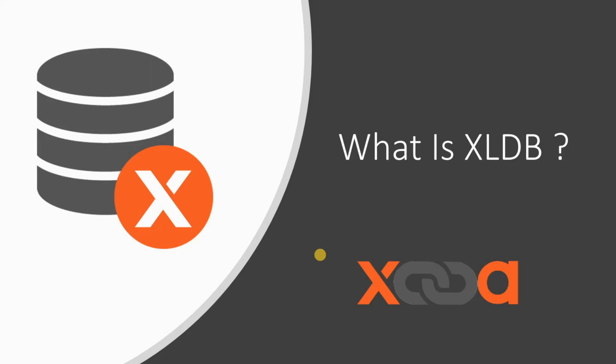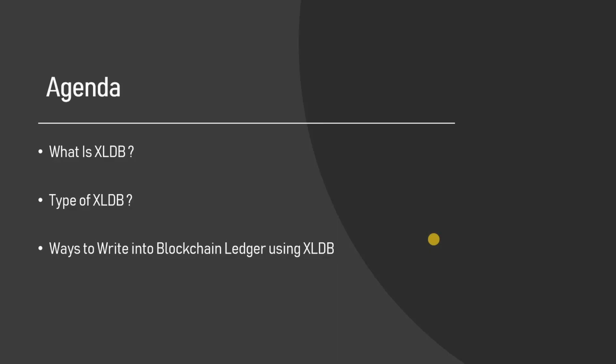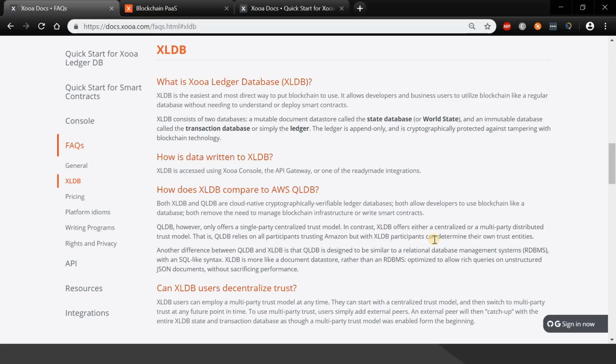Xooa is the easiest way to set up, test, run, and monitor blockchain apps, and XLDB is a fantastic jumping off point for your blockchain journey. In this presentation, I'll be discussing what XLDB is, the types of XLDB, and the ways to write into the blockchain ledger using XLDB. For a quick overview of what XLDB is and how to use it, check out the docs located on the Xooa website.